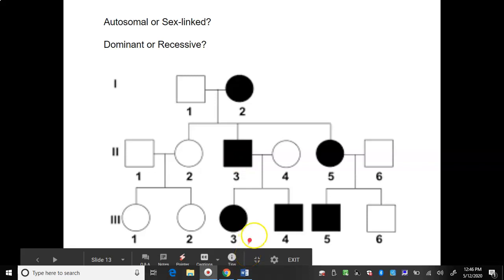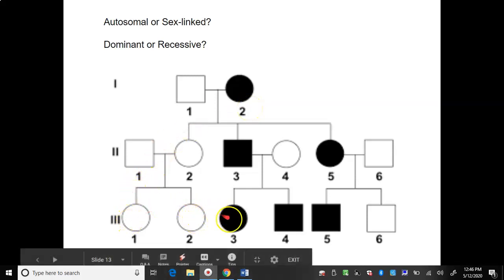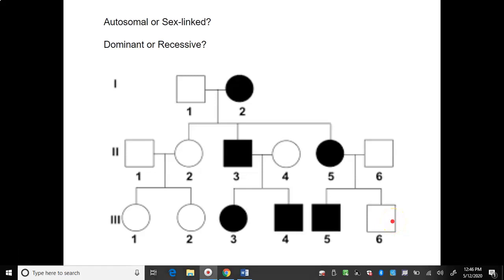So then maybe it's like, how many grandchildren do individuals 1 and 2 in the first generation have? You would say 1, 2, 3, 4, 5, 6. They have 6 grandchildren. All right, so then the next thing you want to do is, again, ask whether it is autosomal or sex-linked. So you have to go back to your original rules. Make sure you keep going back to that original slide.